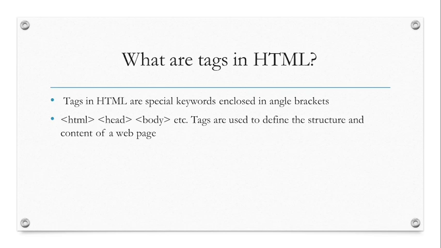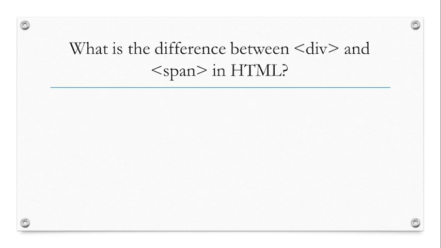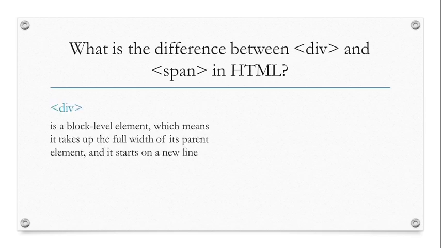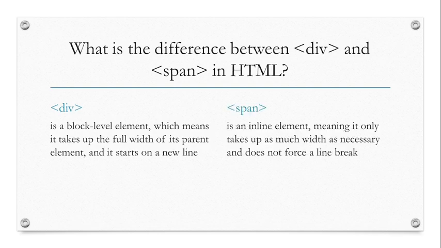Question 4. What is the difference between div and span in HTML? The difference between div and span lies in their behavior. Div is a block-level element, which means it occupies the entire width of its container and starts on a new line. It's used to group larger chunks of content. On the other hand, span is an inline element, meaning it only takes up as much width as its content and doesn't start a new line, making it useful for styling small parts of text.